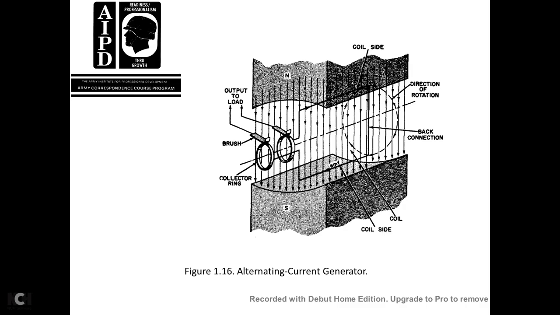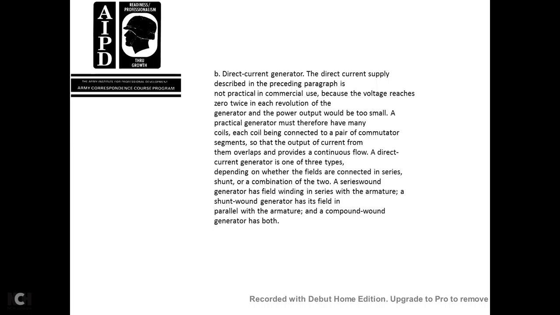This shows the alternating current generator. You see the output to the load, the brushes, and the collector rings. The direction of rotation, the back connection, and the coil sides are also shown.